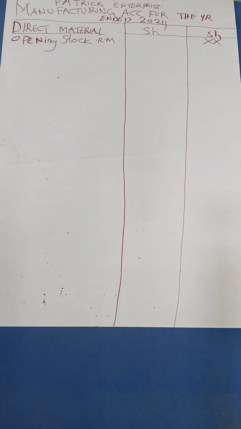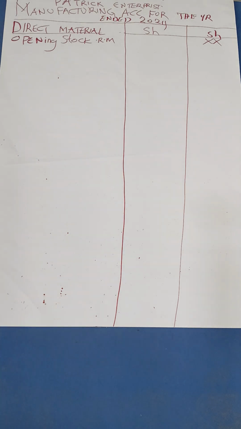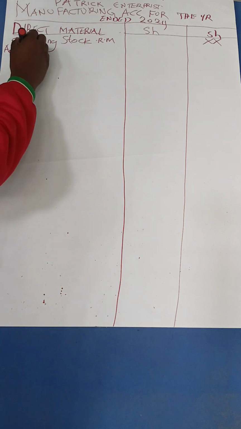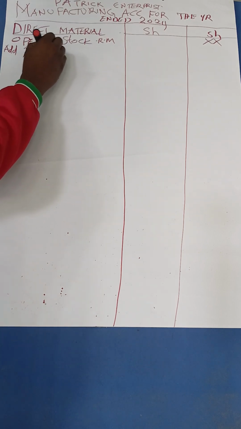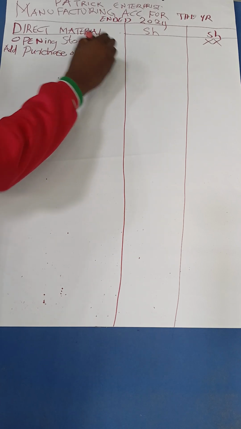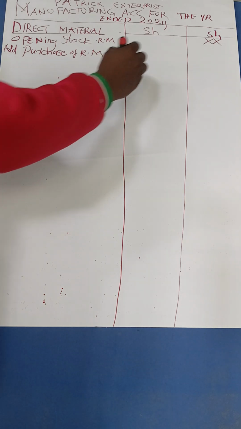But the company might decide to go and do some purchases. So let's say in our question, we have purchases of raw materials. So what will we do? We are going to add, because we have this opening stock, but we want to add another stock. So let's say we are going to add the purchases of raw material. We have to add the stock so that we can get into the production. So purchases of raw materials, we will put it here.